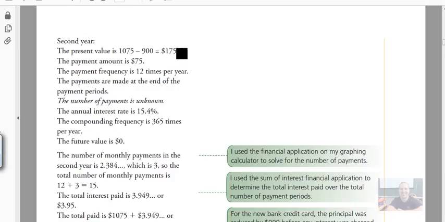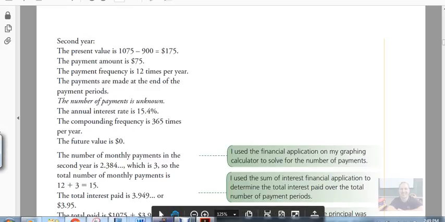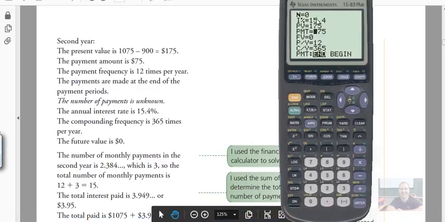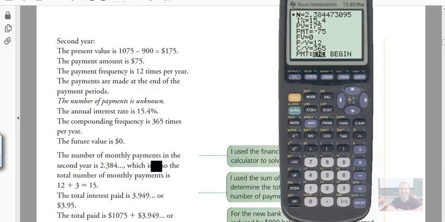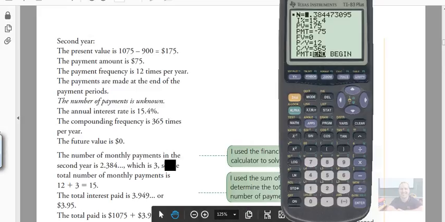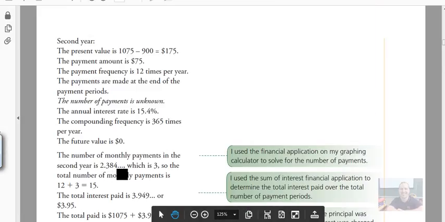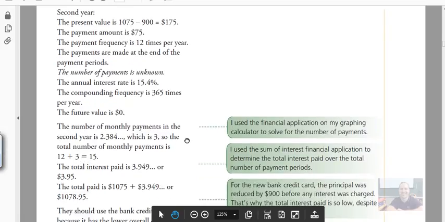Okay. So in our TVM solver, where were we? Our TVM solver, we put everything in. Does this look good? 15.4, 175. We want to solve for n. 2.38. Okay, so the number of payments we have left is this 2.384. Okay. So the total number of payments is going to be 15.